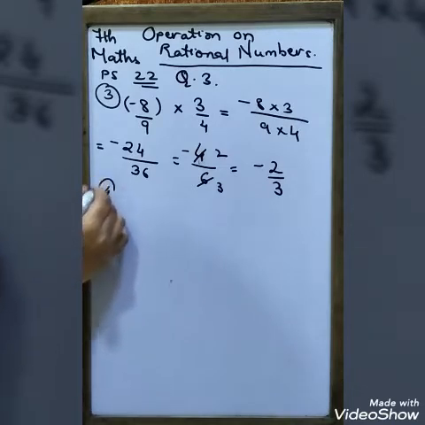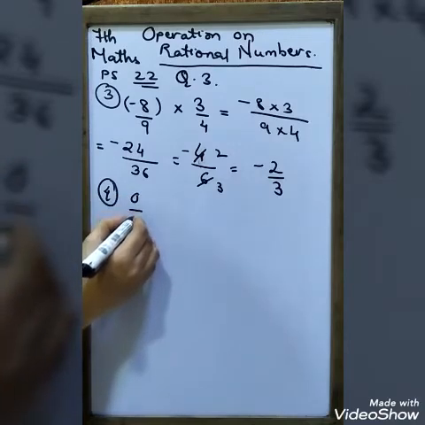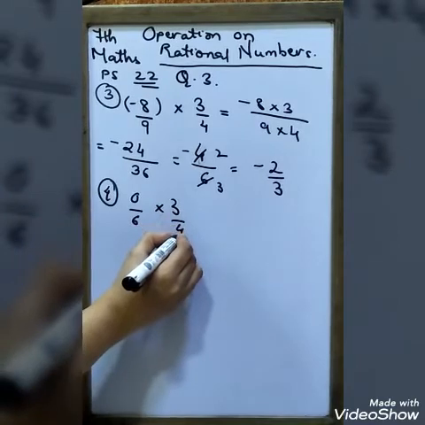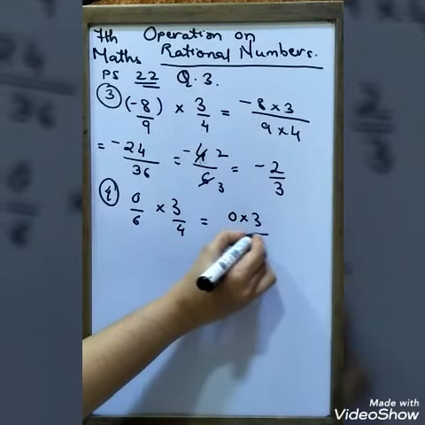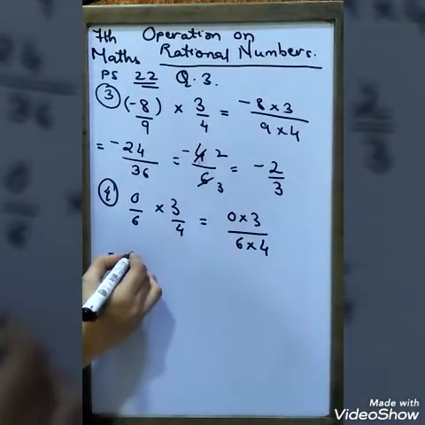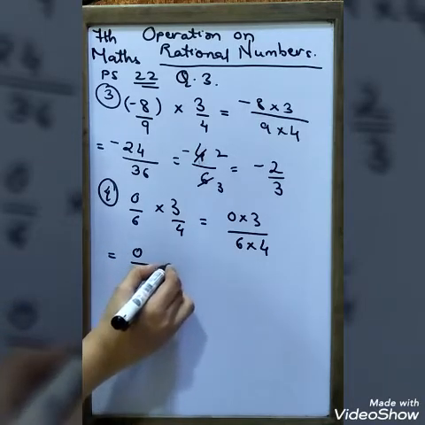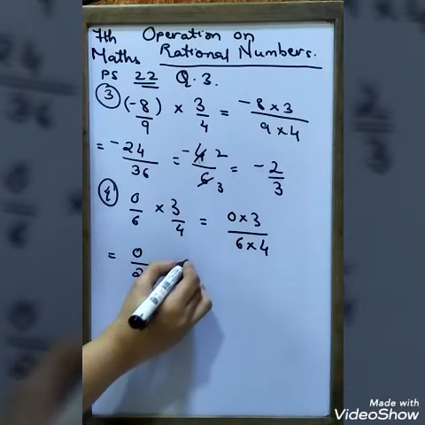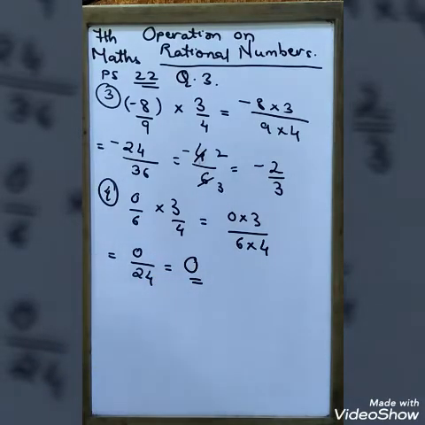Now fourth sum, 0 upon 6 into 3/4. That will be equal to 0 into 3 upon 6 into 4. So here 0 3s are 0 only and 6 4s are 24. So here the whole fraction becomes 0. So the answer of this multiplication is 0 only.